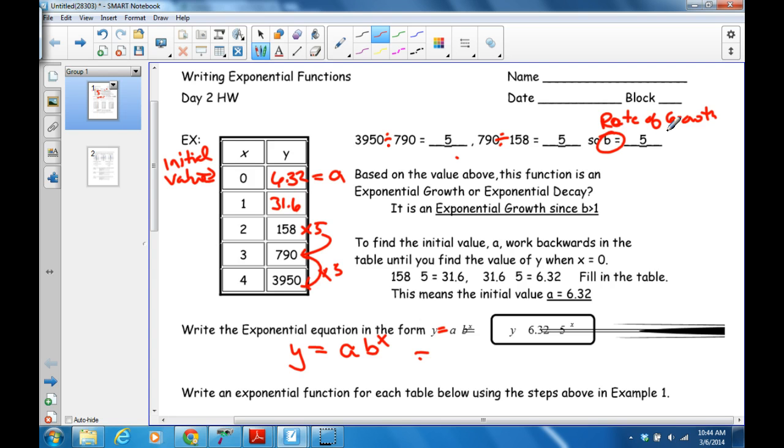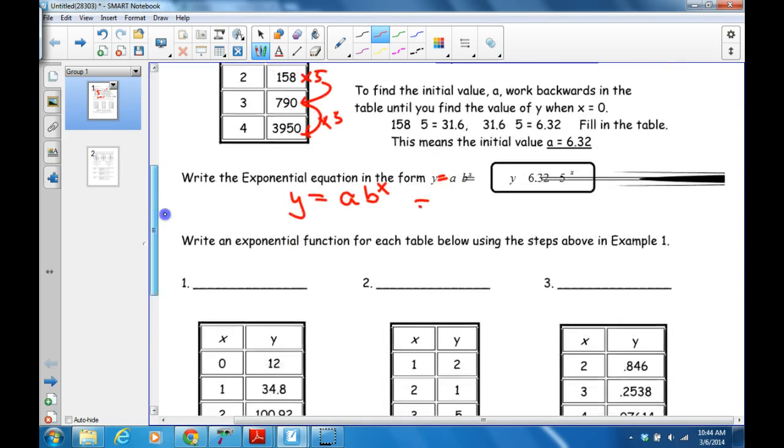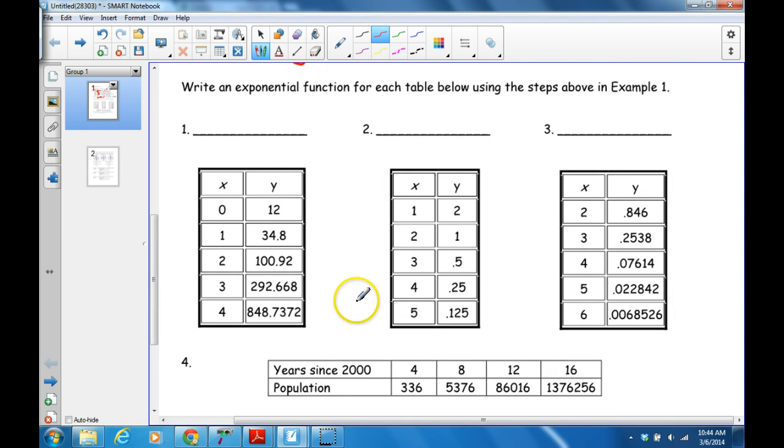Okay, so what you're going to need to do with these ones down below here is go back to 0 to find your initial value, find your rate, and make your equation. Okay?